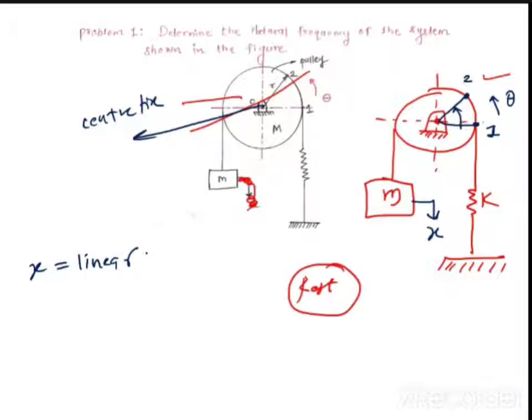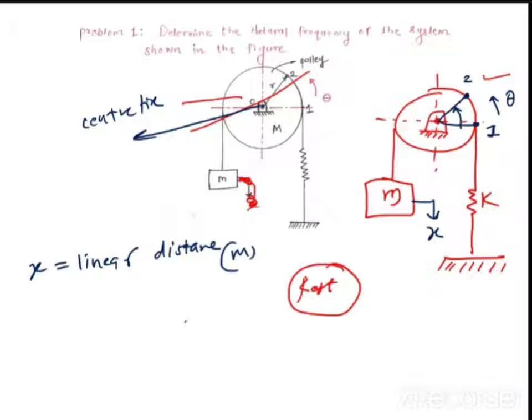Very important point. Try to understand. X is the linear distance or displacement given to the mass m. Because of this corresponding x, what will happen? Now this is a single degree of freedom system. Means what? Only one coordinate is sufficient to specify the complete motion of the system.